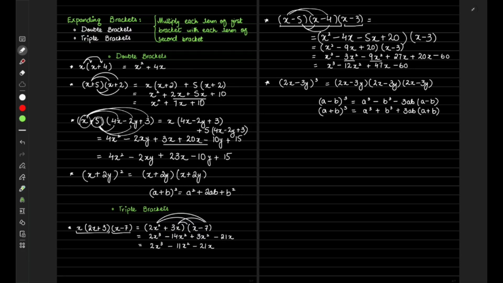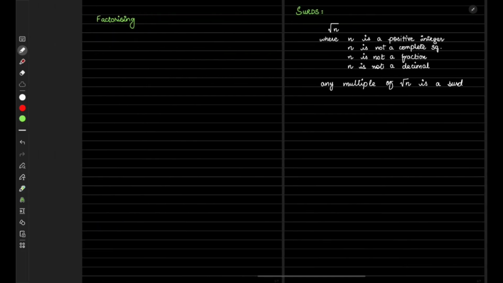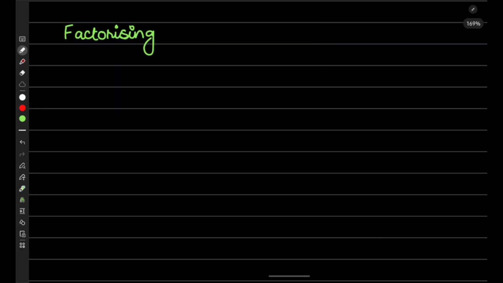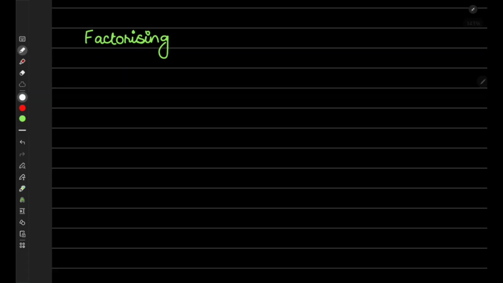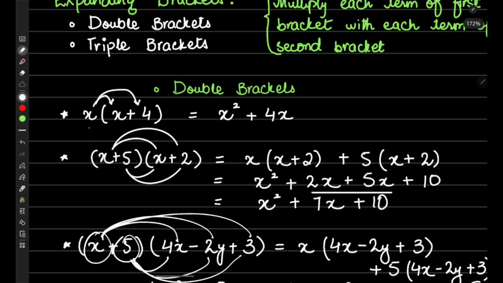Okay, the next thing we have to do is the factorizing. What is factorizing? It is just the opposite of expanding brackets. Like we made from this form to this form, if we go backwards and we make again the factorized form, again as the multiples, like the product of two brackets or two terms, that is actually the factorization.